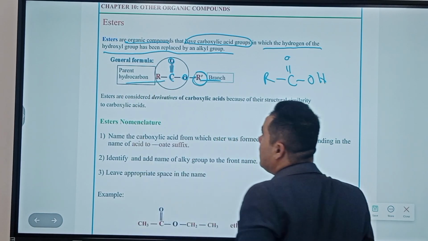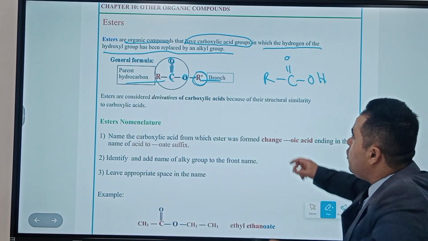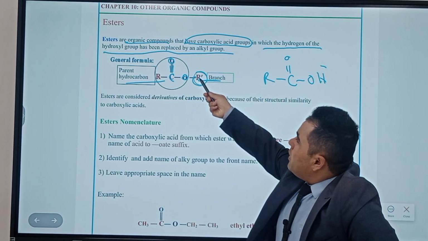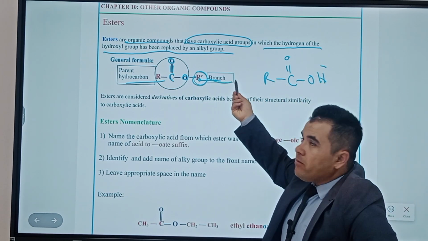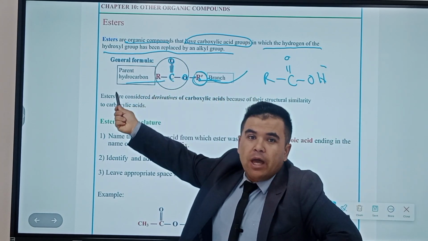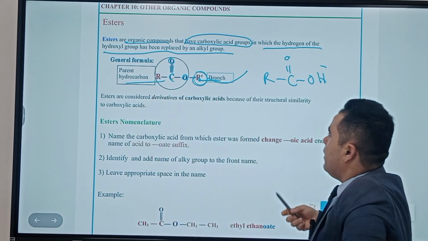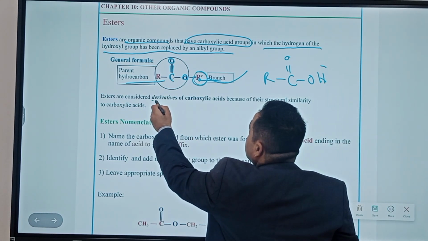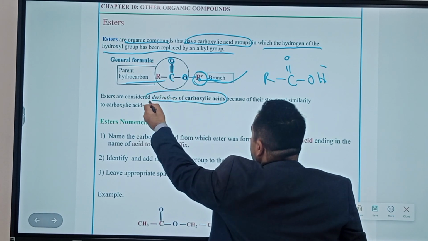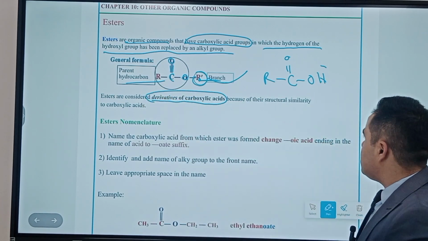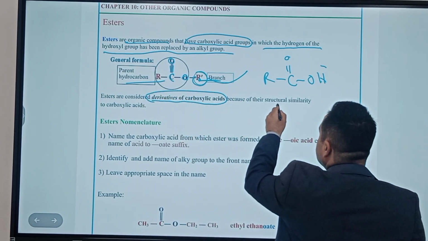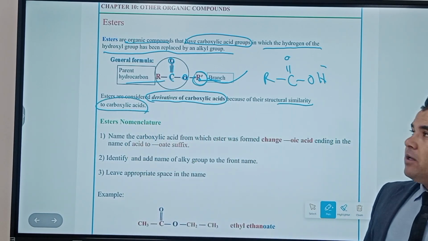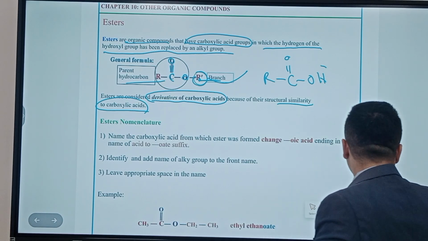At the other end we also have a parent. So the one attached to the R on the O end becomes a branch, and the one on the other end becomes the parent name. That is very important for naming. Esters are considered derivatives of carboxylic acids because of their structural similarity to them. They contain carboxyl groups, guys.